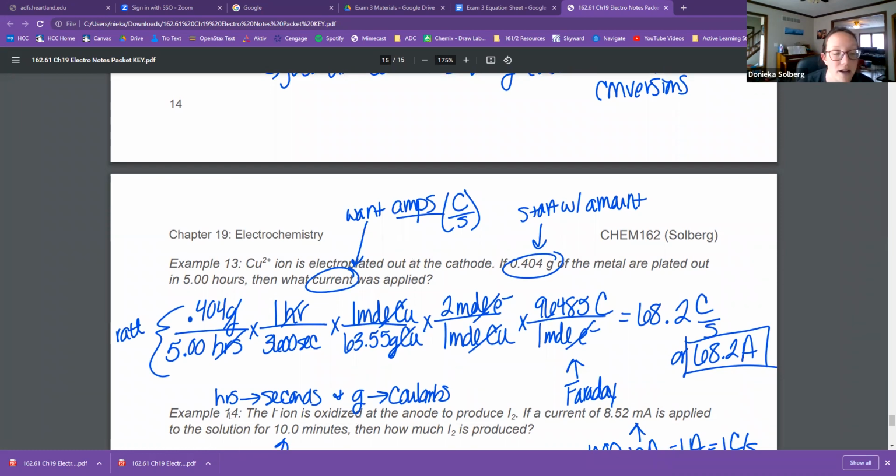So why don't you guys try example number 14. Before you get going, I will tell you that 8.52 milliamps would be like 1/1,000 of an amp. So there are 1,000 milliamps in an amp. And remember that an amp is a coulomb per second. So give that a shot and I'll walk through the answer.